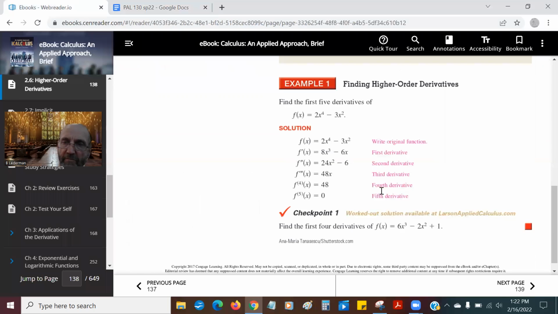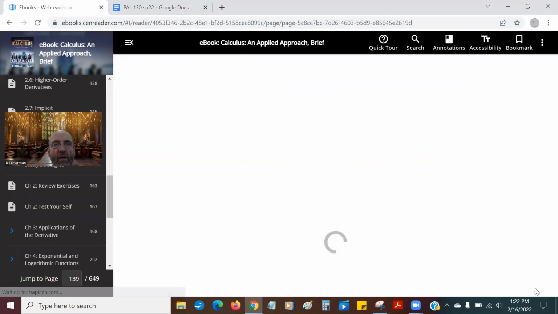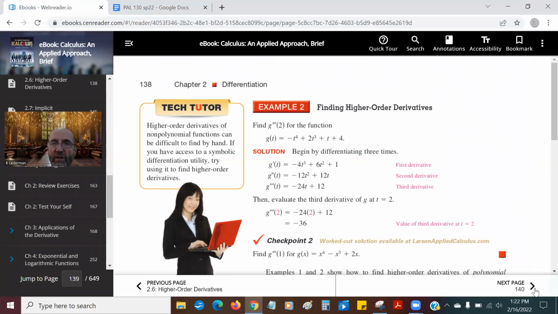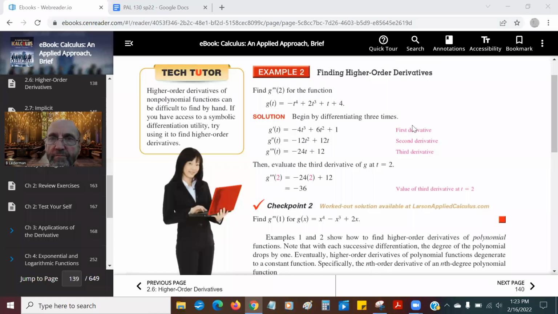All right. Anyway, let's go back to the book. So let's find g triple prime for this function. So it works like this. The derivative of t to the fourth is 4t to the third, because I have the negative there. 2t to the third, so 3 times 2 is 6, and then the 3 drops down to 2. The derivative of t is 1. The derivative of 4 disappears, and that's my second derivative.